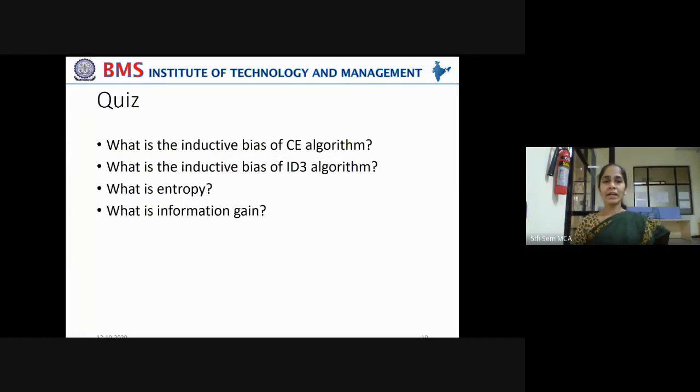Now, before ending our class, answer these 4 questions. What is the inductive bias in the candidate elimination algorithm?